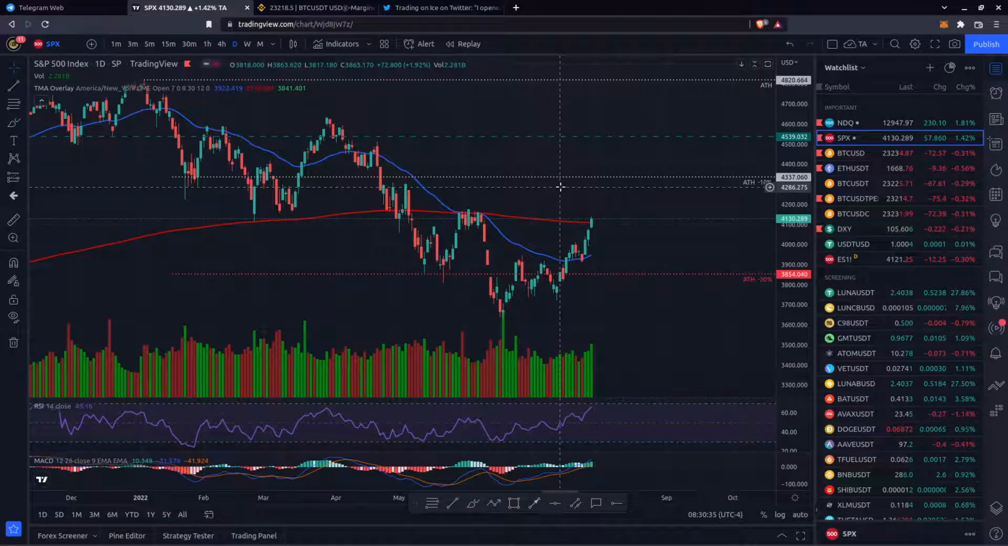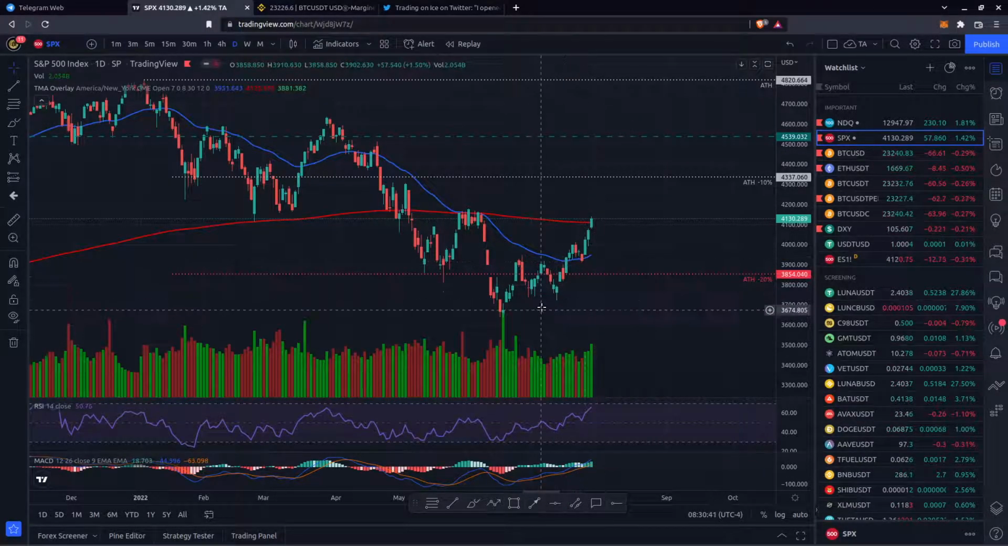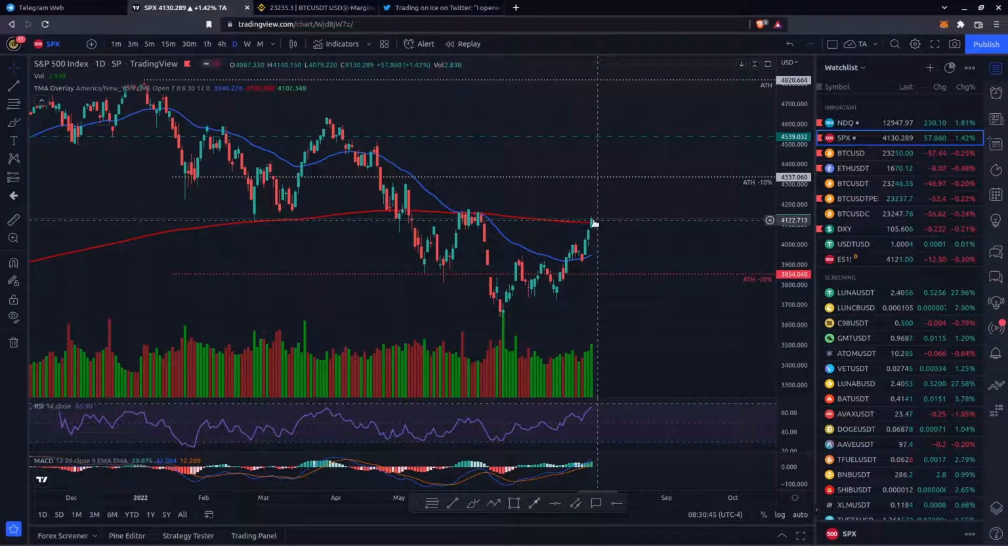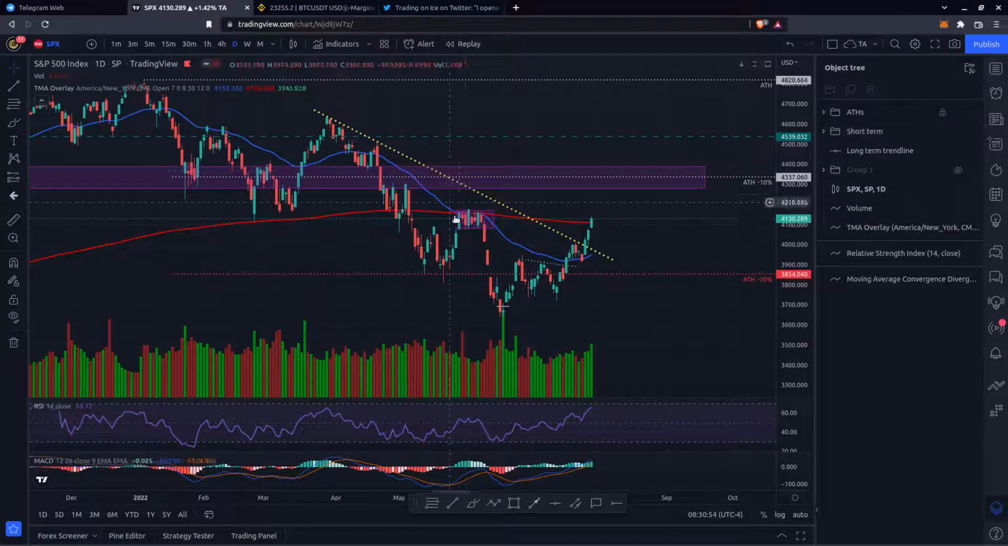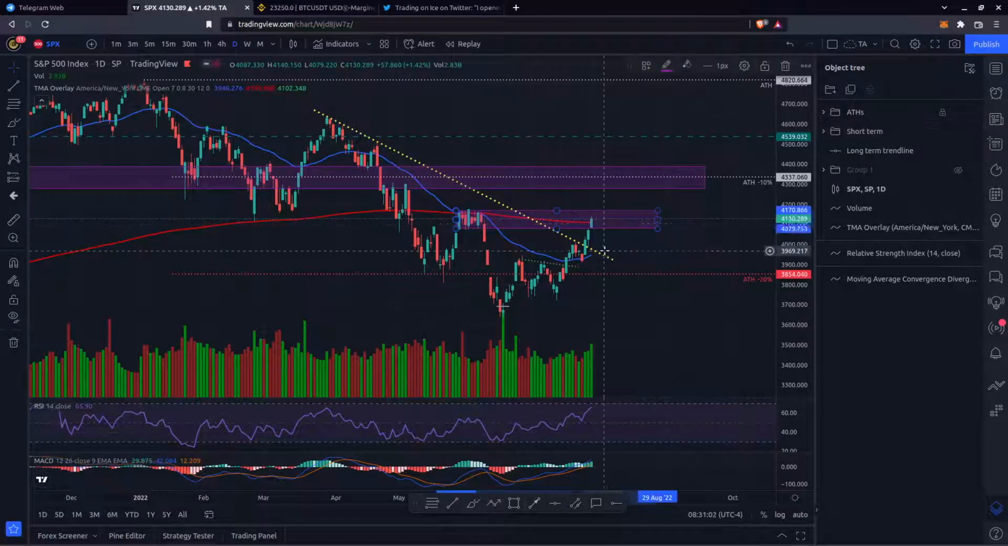So let's start with our favorite risk benchmark, the S&P 500. As we can observe, the past week we saw a beautiful pump on the S&P 500, but I don't think we are out of the woods yet. As you can see here, let me just turn on the short term. We have a consolidation area that might impact our current price action.